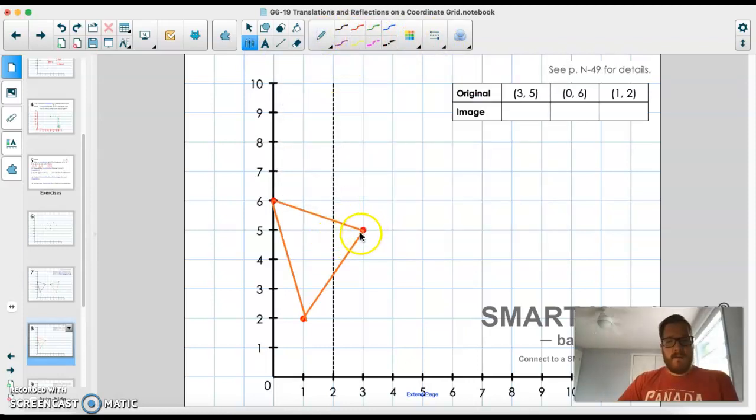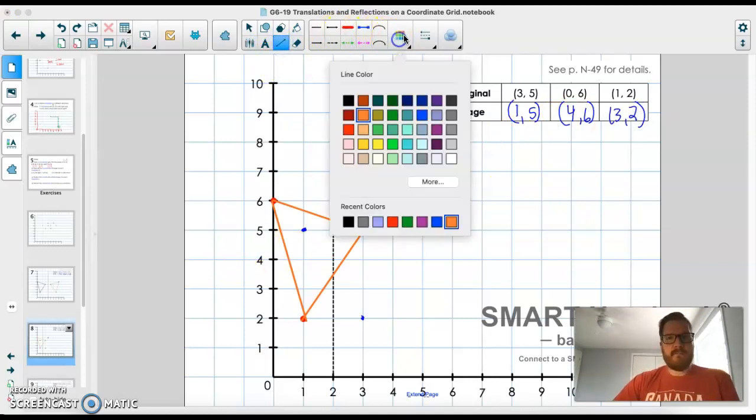Okay, so this one is at 3, 5. It's still got to get reflected to the other side of the line, and so it's now at 1, 5. This one is going to go 2 units over here. And so the one that was at 0, 6 is now going to be at 4, 6. Again, second number doesn't change, only the first one does. And this one's going to go over to this side, and so it's now at 3, 2. There we go.